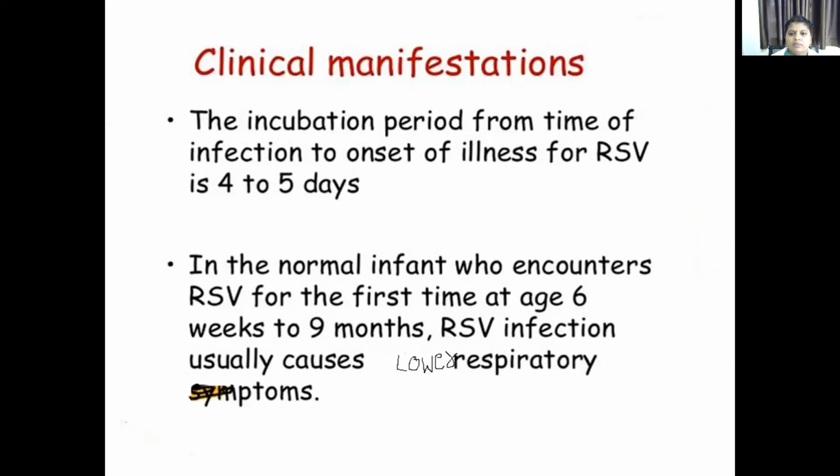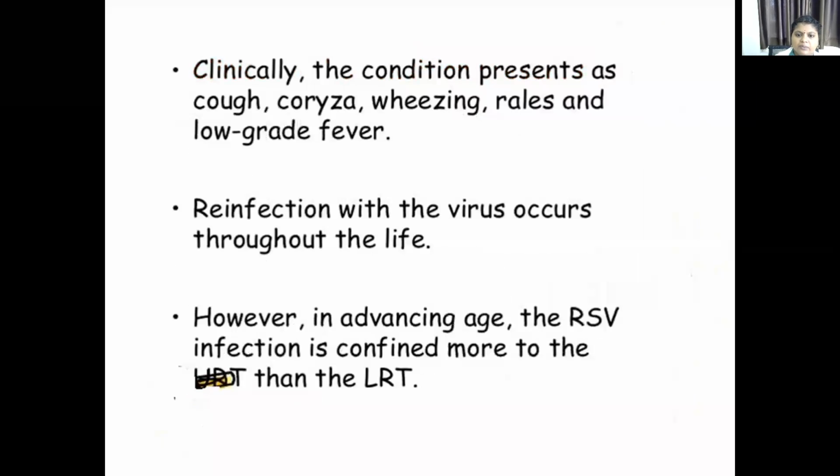The incubation period of this RSV is 4 to 5 days. That is a very short incubation period. Usually it affects babies of 6 weeks to 9 months, affecting the lower respiratory tract. The symptoms that we will see are cough, coryza, wheeze, and low-grade fever. However, in advancing age, the RSV infection is confined more to the lower respiratory tract.